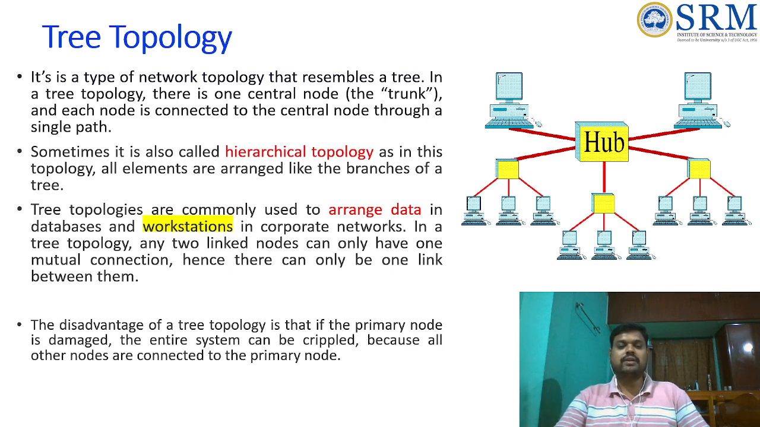The disadvantage is that if the primary node goes down, then the entire system can be crippled, because all the nodes are connected to the primary hub, right?